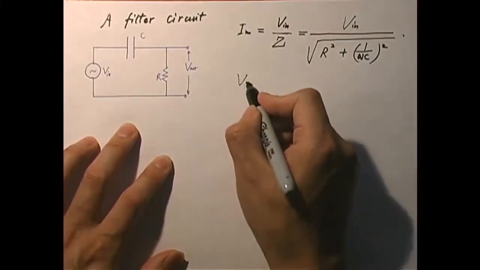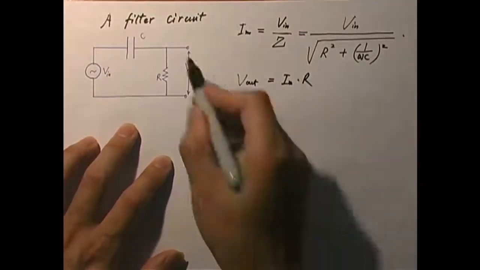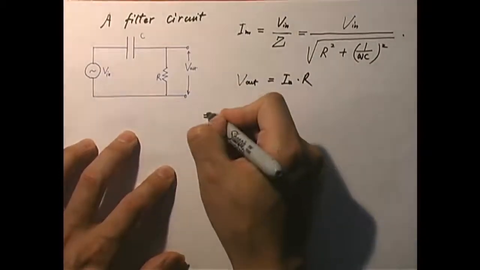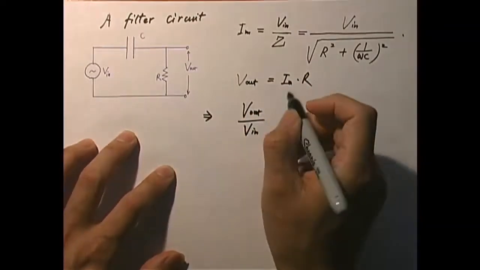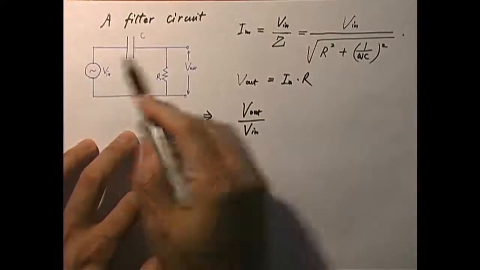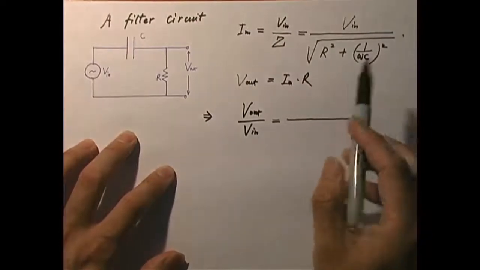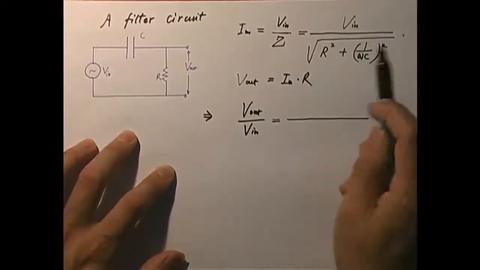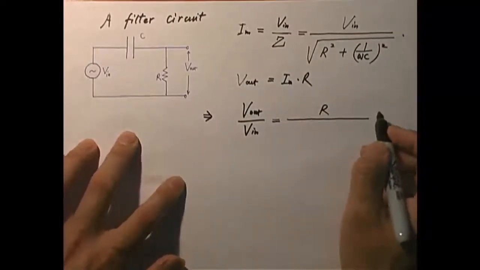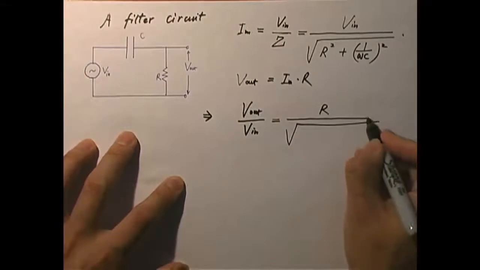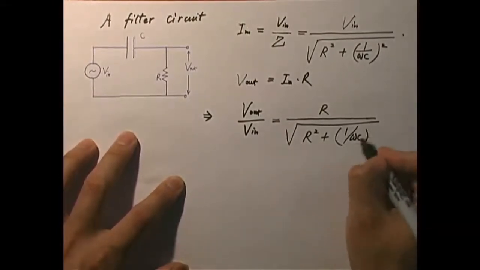Given I maximum, I can find V out, which is the amplitude of the voltage across the resistor. So V out really is just I maximum times R, Ohm's law applied to the resistor. Therefore, the ratio of V out over V in, the amplitude of the output voltage versus the amplitude of the input voltage, I can write now. V out, which is this guy times R, divided by V in, so V in and V in cancel. It's R divided by the square root of R squared plus 1 over omega C, squared.